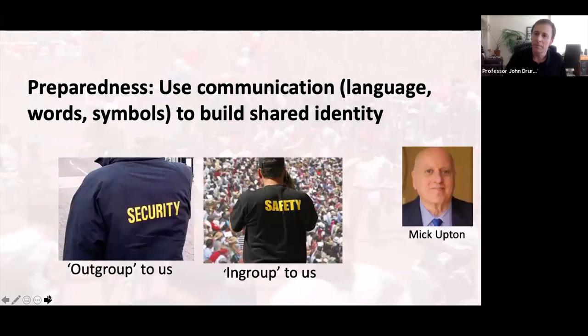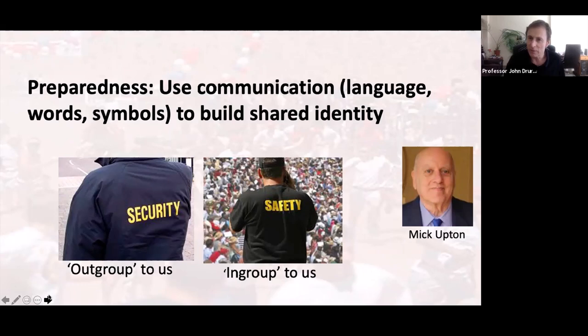Also in the preparedness phase, use the words that you use to build that shared identity. Use language to build shared identity. Words matter. I've got on the slide a nice example from somebody that many of you will remember, Mick Upton. His example was of the same personnel who were badged differently. In one context, they were badged as security. In another context, the same personnel were badged as safety. And he found that the fans, the public, responded very differently to the same personnel depending on how they were badged, with much more friendly interaction and cooperation with the staff badged as safety.